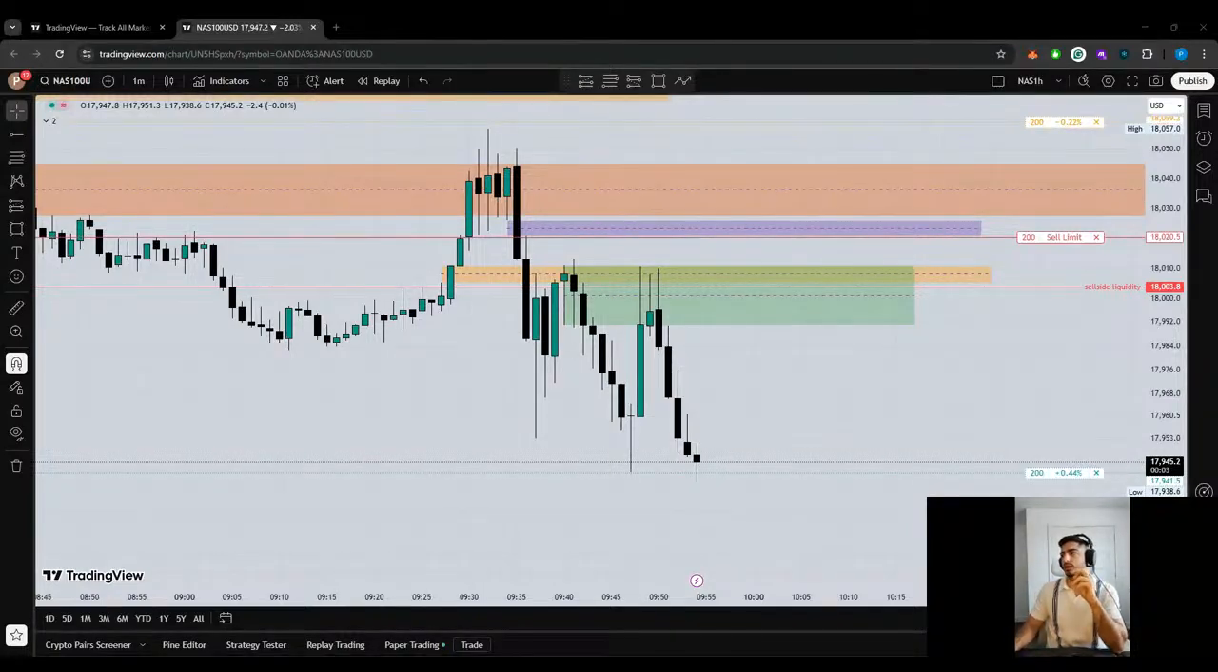Nice trading. It's a nice price action too. That's beautiful. Very nice.